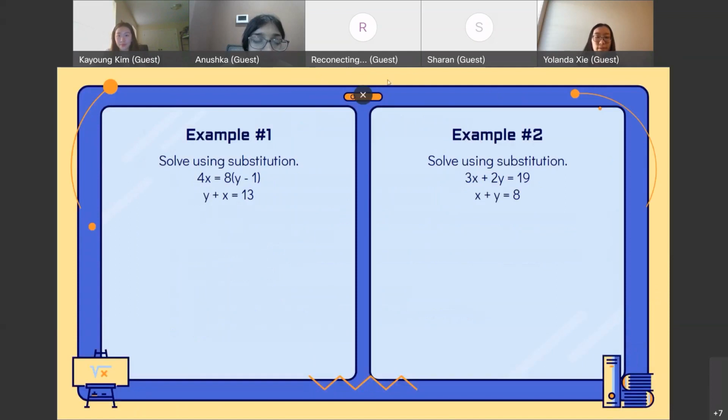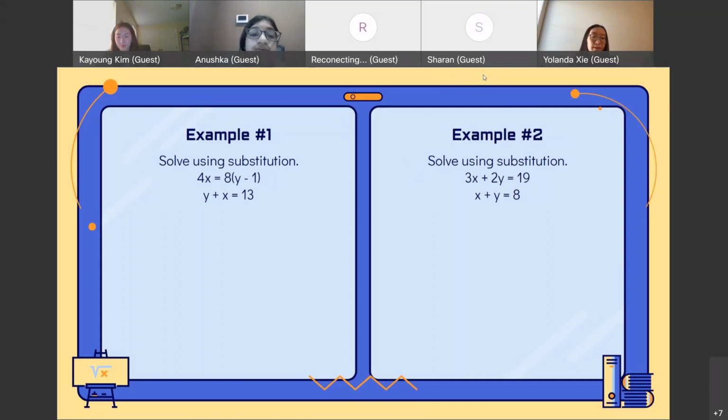All right, so example 1, solve using substitution. First we have 4x equals 8 times the quantity of y minus 1. And then our second equation is y plus x equals 13. So first of all, which one of those equations would be easiest to change into the form where we isolate x and replace x with y?